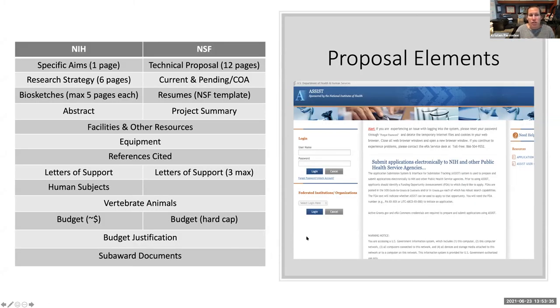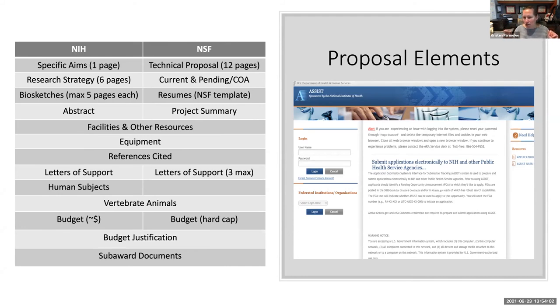Okay, so this is just a quick look at NSF versus NIH. I forgot to fix that. An NSF technical proposal is 15 pages. And NIH is one page for specific aims and 6 pages for research strategy. So you can see that's 7 pages versus 15 pages. Totally different approach to writing your proposals.